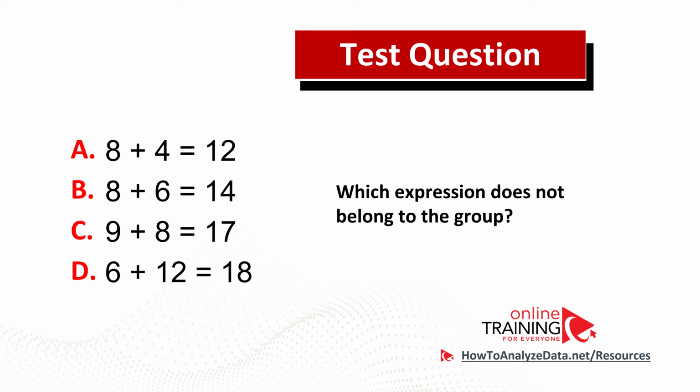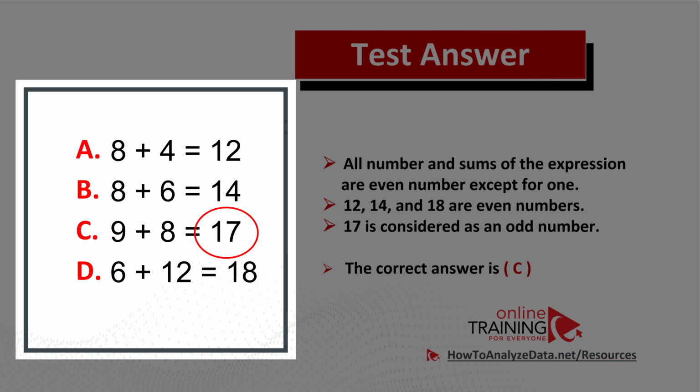Do you think you know the answer? Let's continue to see if we can solve this challenge together. What's interesting about this question is the fact that we're dealing here with odd versus even numbers. You see that expression A has all the even numbers, 8 and 4 equals 12.